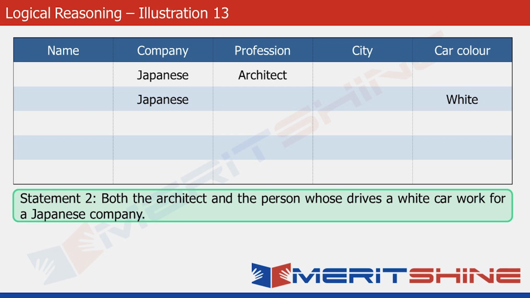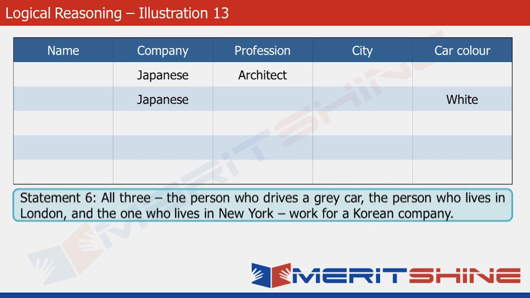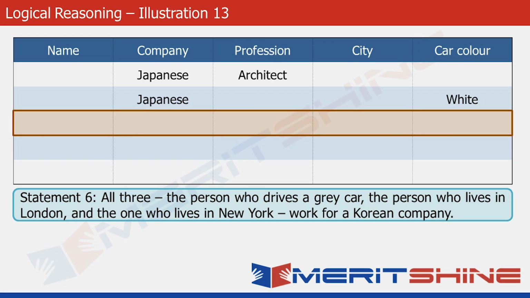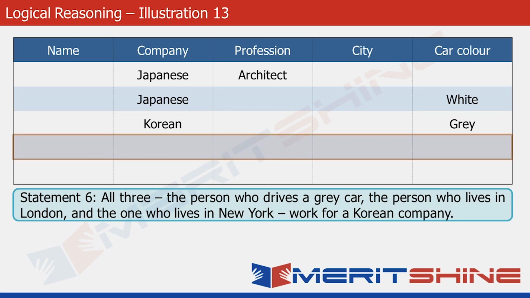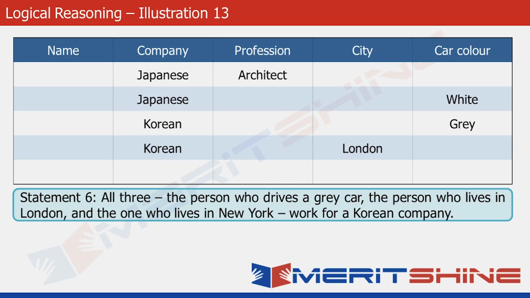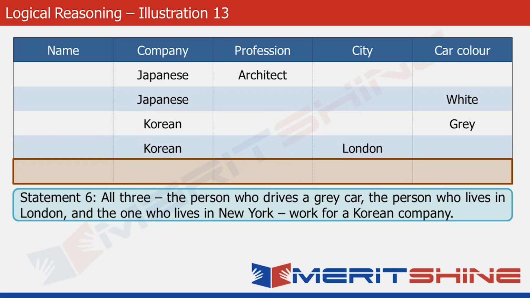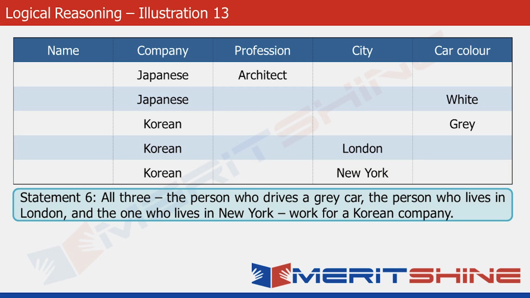Let's move forward and look at statement 6 now. Now this is about 3 different people, all of whom work for a Korean company. One drives a grey car, one lives in London, and the third lives in New York. So let's pick this row first and put Korean and grey in this row. Now the second row. Let's put Korean and London in this row. And now the fifth row. Let's put Korean and New York in this row.